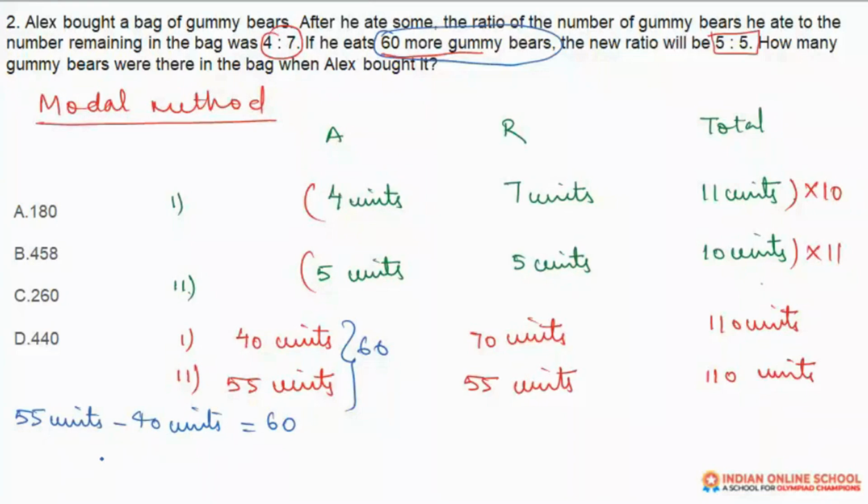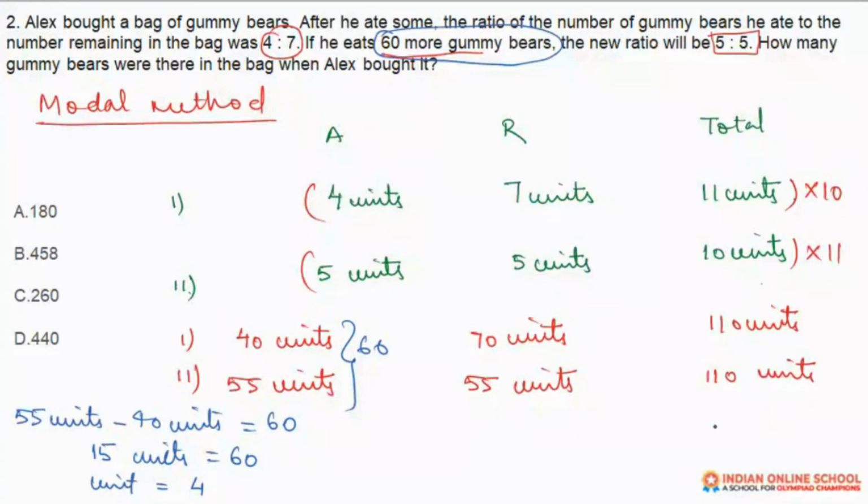So 55 minus 40, we are getting 15. Correct? So 15 units we are getting equals to 60. So that is why 1 unit will give us 60 divided by 15. We are getting 4. Okay, that means 1 unit means 4.